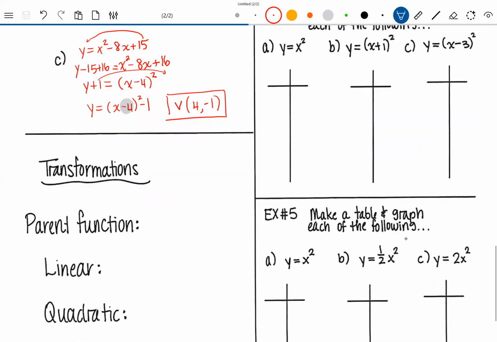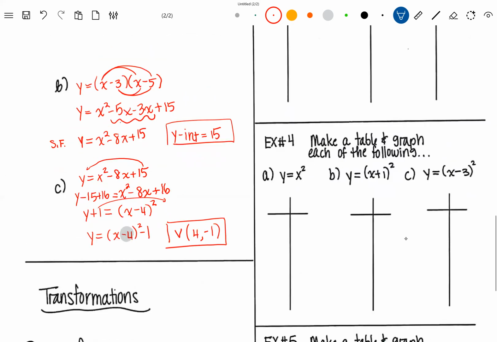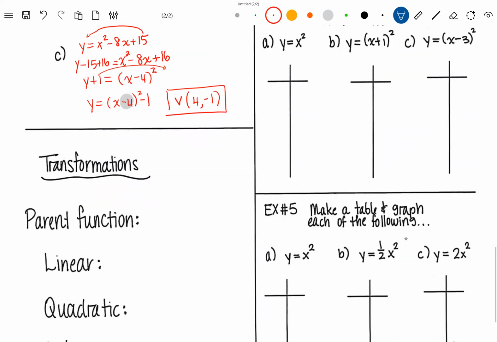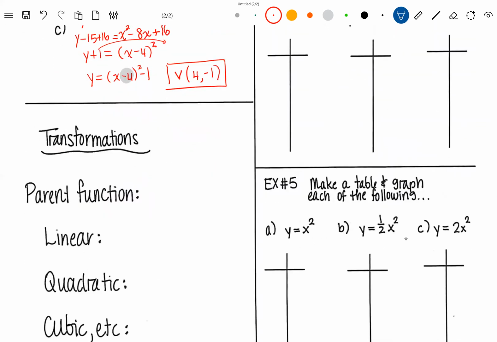All right, so vertex form is where you're going to figure out all of the transformations. Okay, parent function, remember, is the absolute minimum that is necessary in order to declare something a quadratic or linear or something like that. The parent function of a linear, the absolute minimum is y equals x. That's all it takes. Okay, so parent function, minimum requirements. Or a specific function.